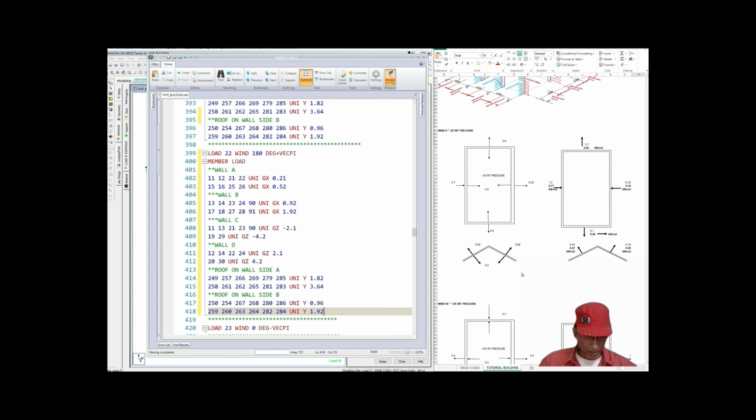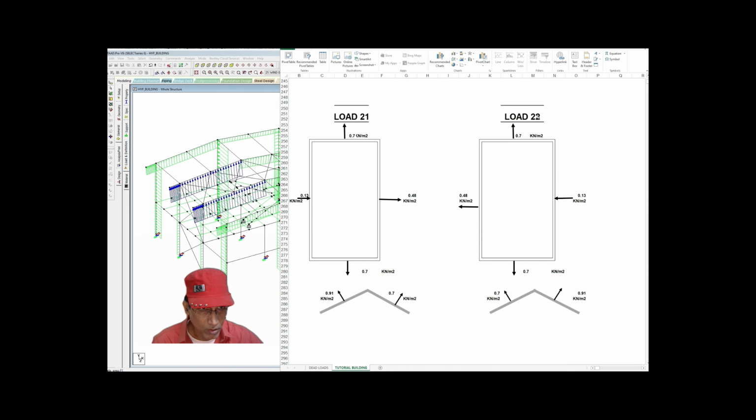Now let us see what happens in load number 22. You see, load 22 is exactly opposite of load 21. So 0.48 has come to wall A in opposite direction. 0.13 has come to wall B in opposite direction. 0.91 has now gone to this place, and the 0.7 has come to wall side A.